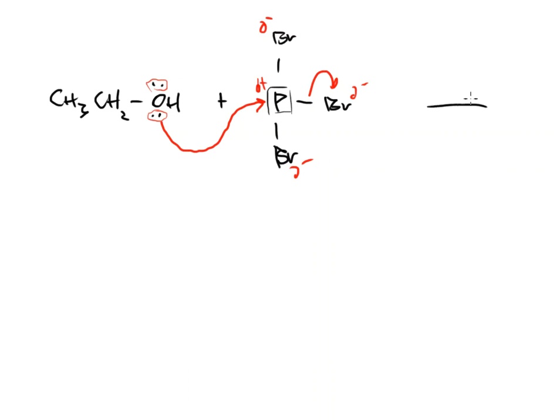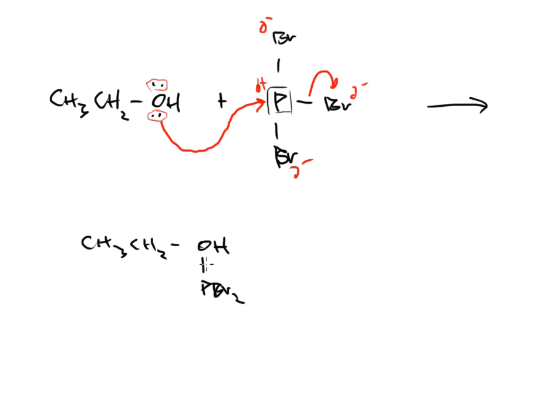All right, so we get some product formation that happens here. We're not yet done, but we're getting closer. We're looking at the mechanism of the phosphorus trihalides. So we have the CH3, the CH2, and then the OH group. And this OH now has this phosphorus on it. And this phosphorus brought along for the ride two of the bromines that were there.